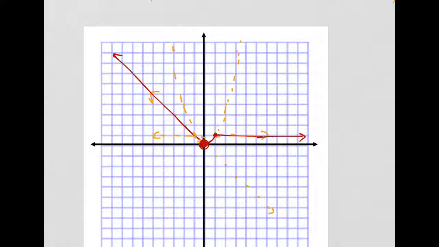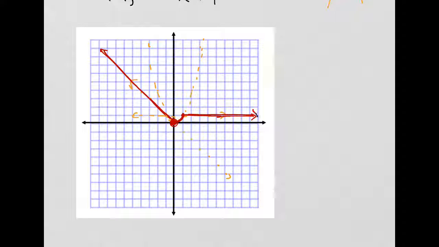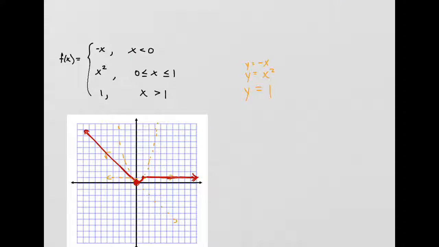So the red is my actual graph. Hopefully you can see that. And that's what it looks like. Isn't that pretty? So you just graph each piece individually and pay attention to the domain part.